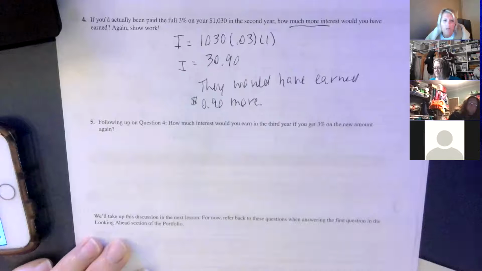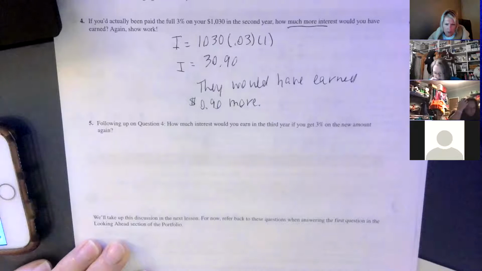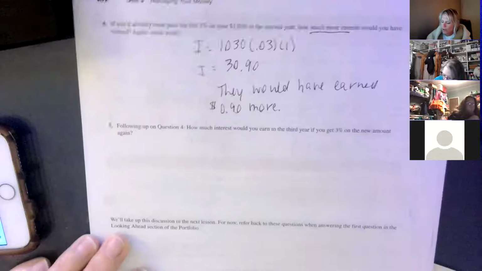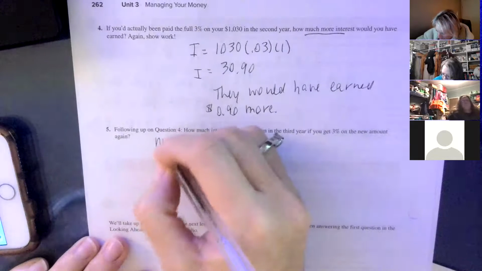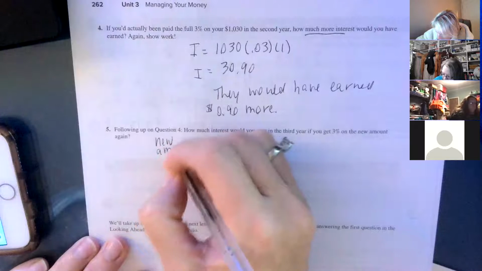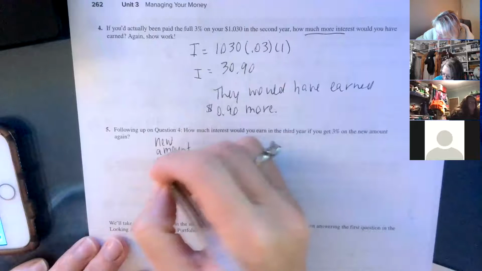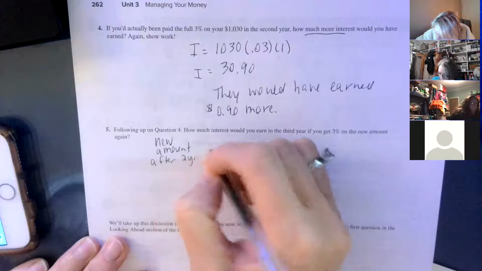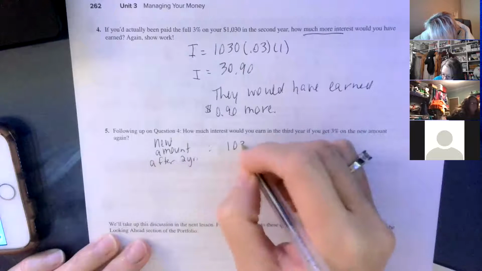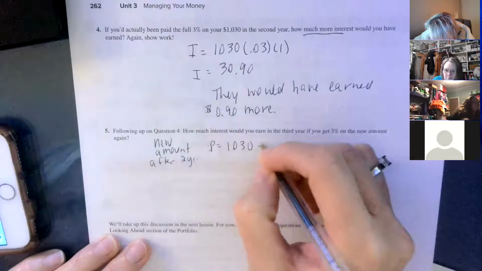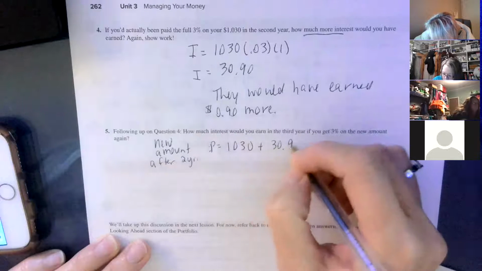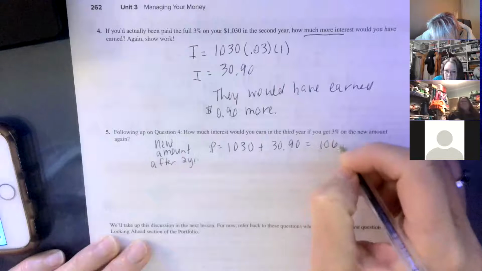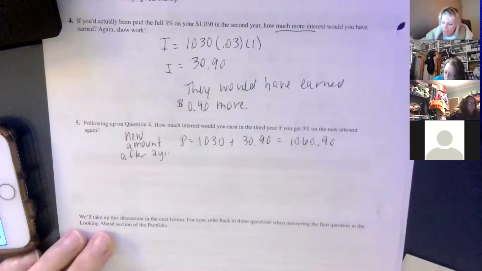Okay. Following up on question 4, how much interest would you earn in the third year if you get 3% on the new amount again? So first we have to find our new amount. After 2 years, it was 1,030. So my new P is 1,030 plus my 30.90, $1,060.90. So that's my new P.